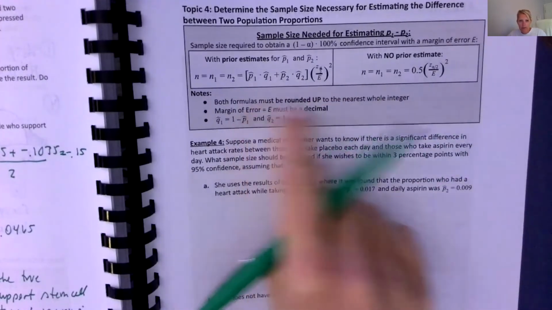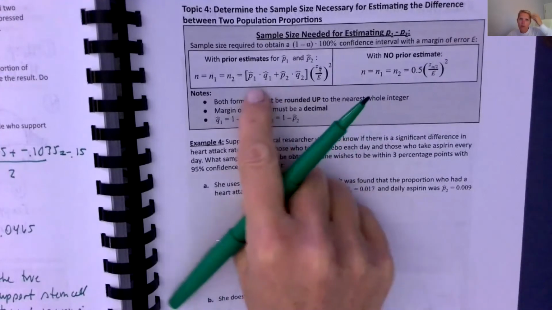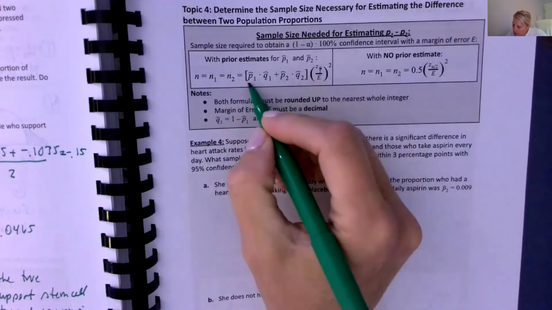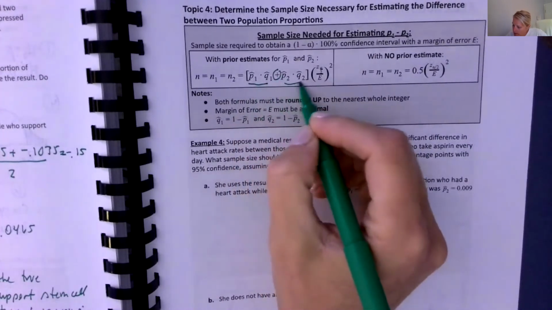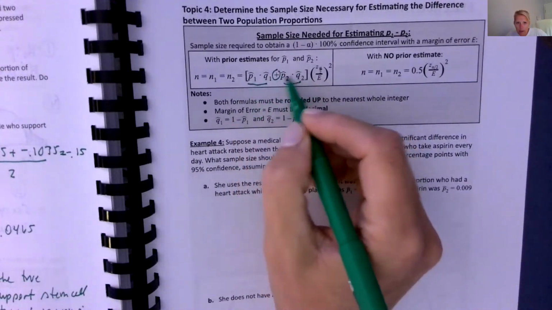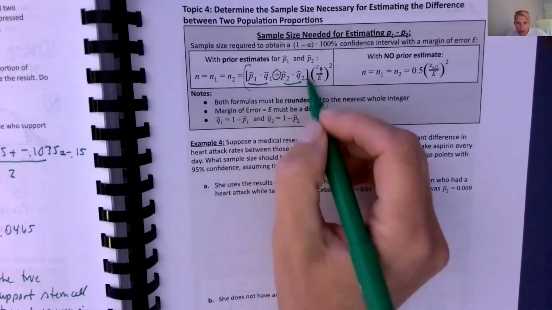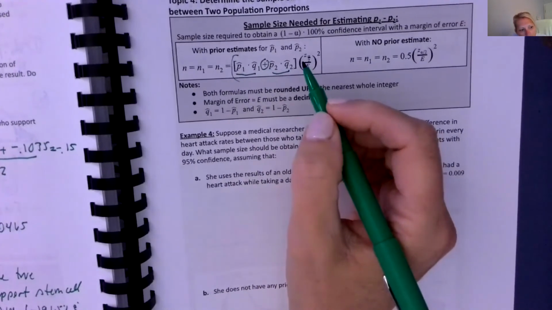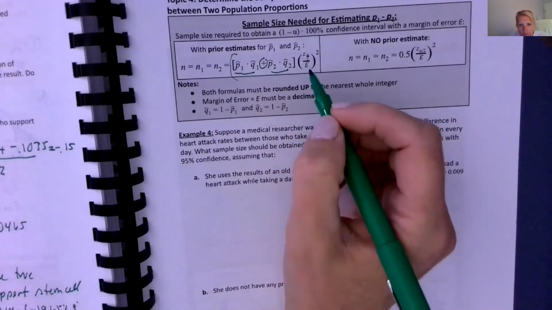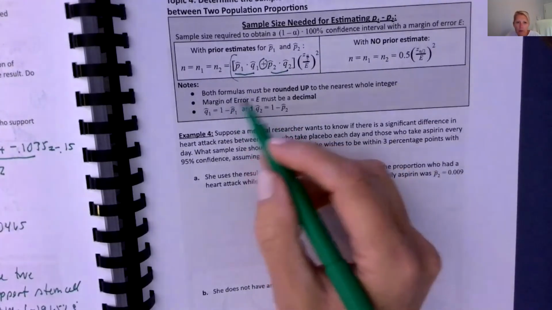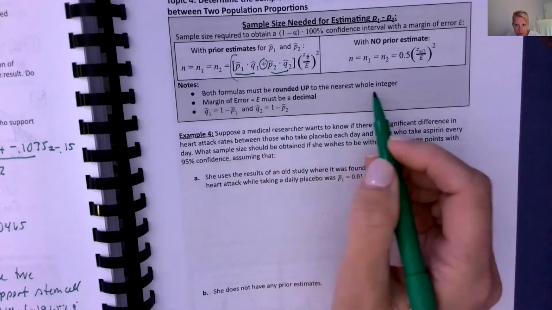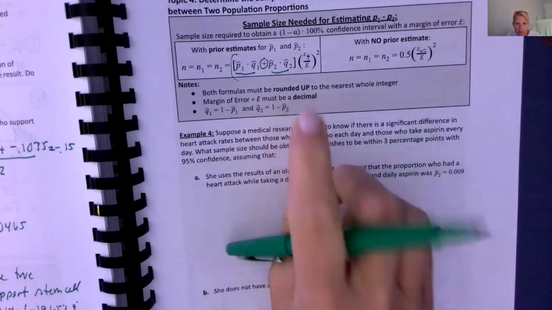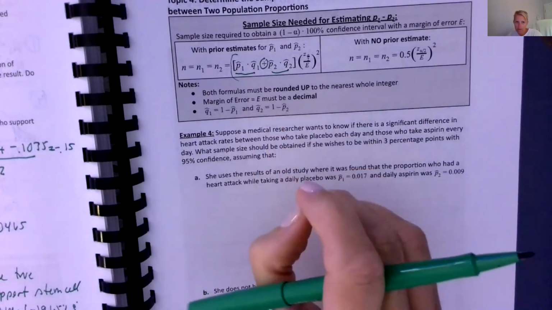And this one's kind of lengthy, right? So the p hat of 1 times q1 plus, so notice that this is a multiply, and then we add, and then this is a multiply. So we need to find this product, and add them, and they're in brackets, and then we're going to multiply by our critical value divided by our error squared again. Both formulas must be rounded up to the nearest whole integer, similar to chapter 9. Remember that our error is in a decimal form because our error is a percentage.